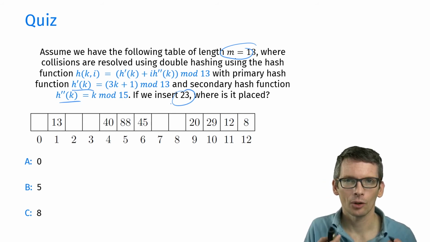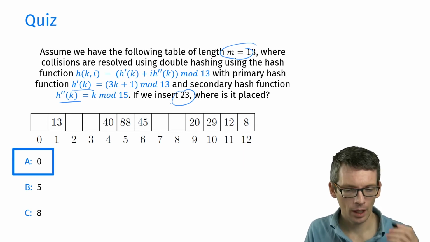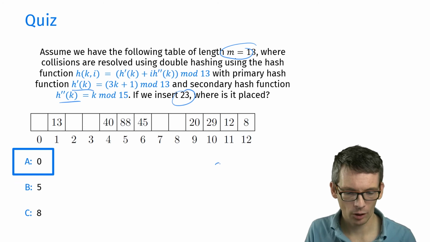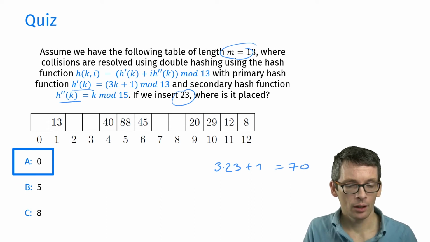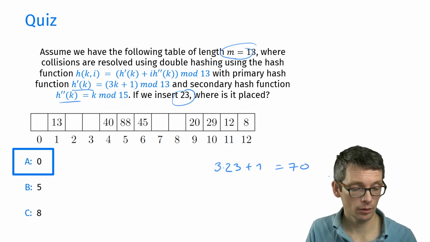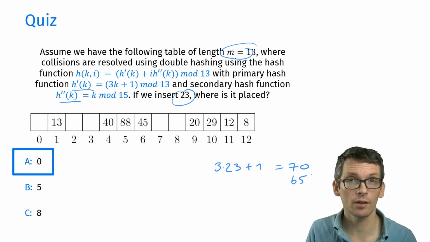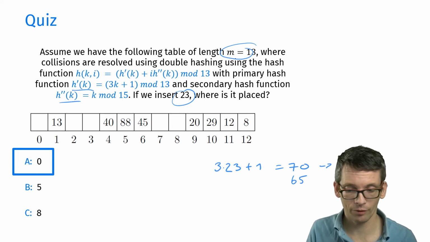23 ends up in slot 0. And why is that the case? So let's try 3 times 23 plus 1, that is 69 plus 1 is 70. So mod 13, we have 65 is divisible by 13, so this hashes to 5.